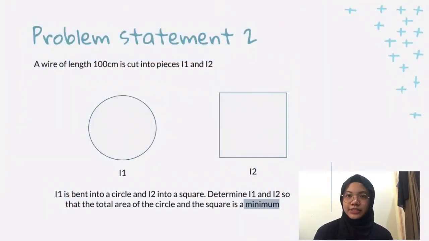Assalamualaikum and selamat sejahtera. My name is Arina Alia. We will highlight problem statement 2. A wire of length 100 cm is cut into pieces l1 and l2. l1 is bent into a circle and l2 into a square. Determine l1 and l2 so that the total area of the circle and square is a minimum.